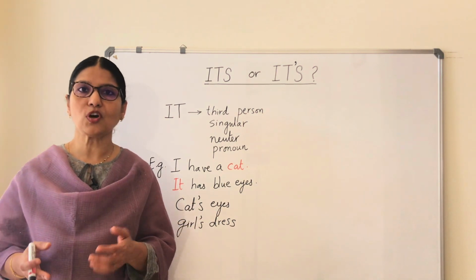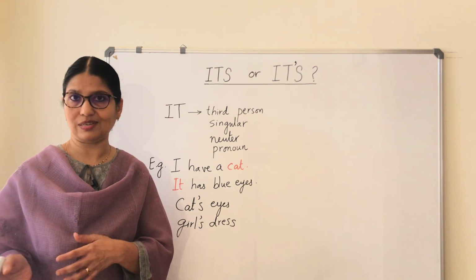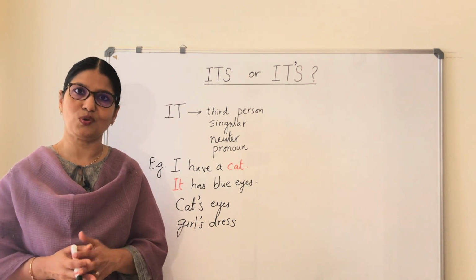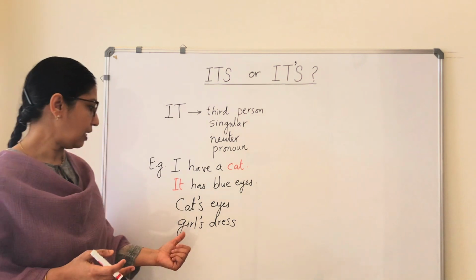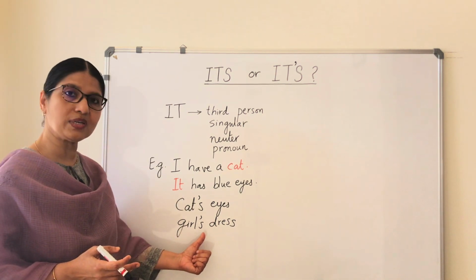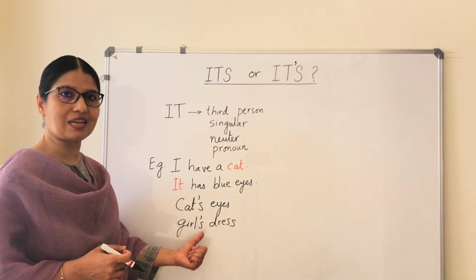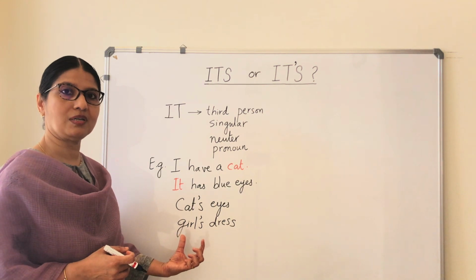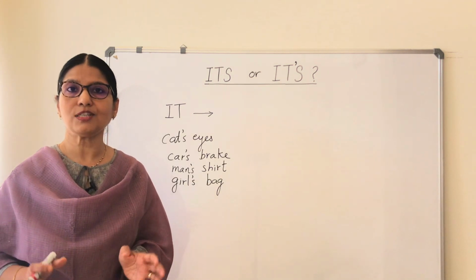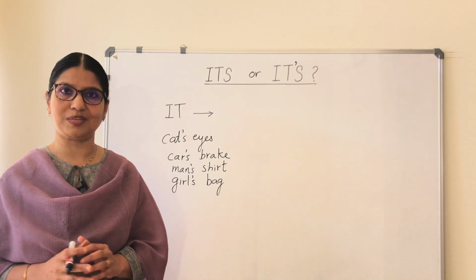Similarly, I want to talk about something that belongs to a girl. For example, the dress that belongs to a girl. So how do I write that? I write girl's dress. So how did I write that word girl's? The same pattern is used. Apostrophe S is added to the noun. Thus, generally, English uses an apostrophe S in order to show possession or ownership.